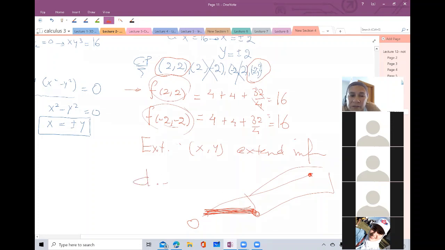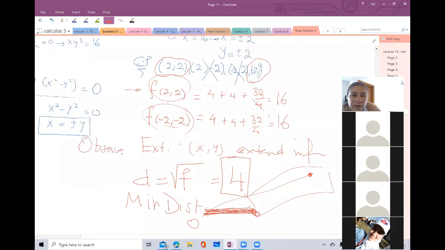So the distance, which was the square root of my function, will be 4. So it is clear that this is a minimum distance. I'll do it just by observation. Okay, I'm going to observe that the points extend infinitely, and then this is a minimum distance. Simply, by a simple statement. Okay.